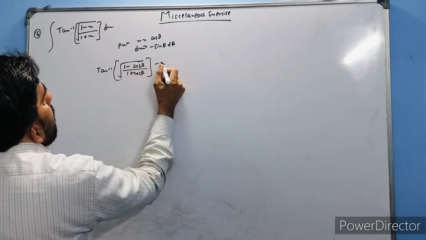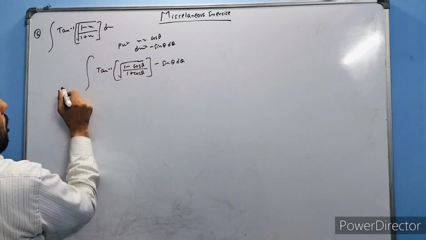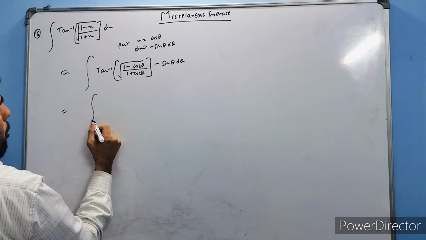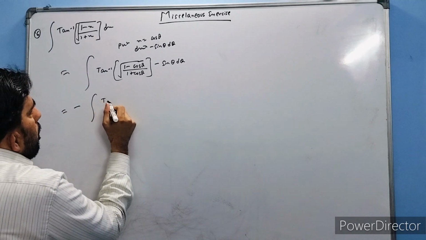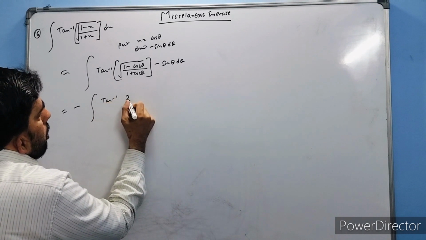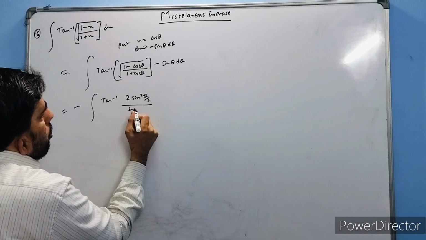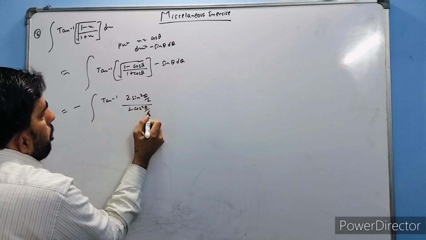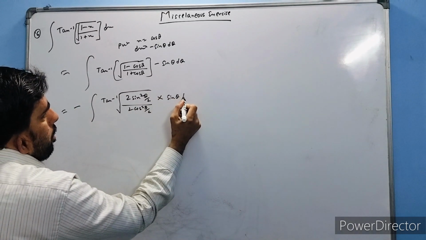Cos into, we'll write this minus sin theta d theta. So now my next step will be, what we can do, take the minus sign common and we'll write here tan inverse of 2 sin square theta by 2 upon 2 cos square theta by 2, into sin theta d theta.